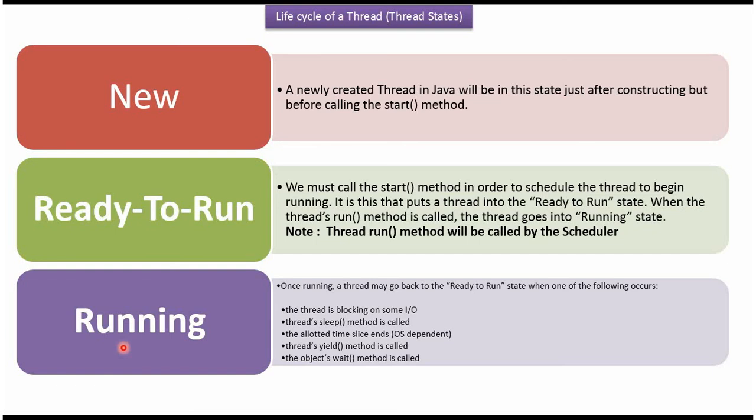Once the thread is running, the thread may go back to ready to run state when one of the following things occurs. The first one is the thread is blocking on some IO. The second one is the thread sleep method is called, and the third one is the allotted time slice ends, and the fourth one is the thread's yield method is called, and the fifth one is the object's wait method is called.